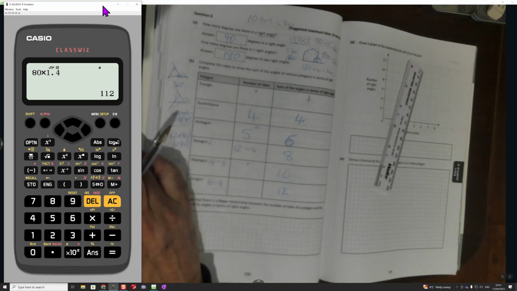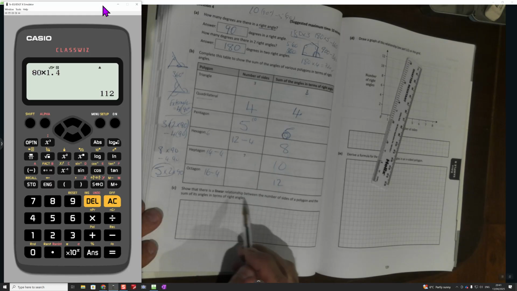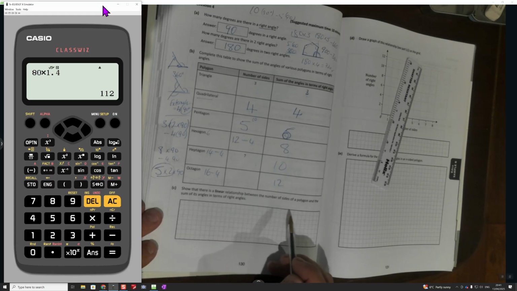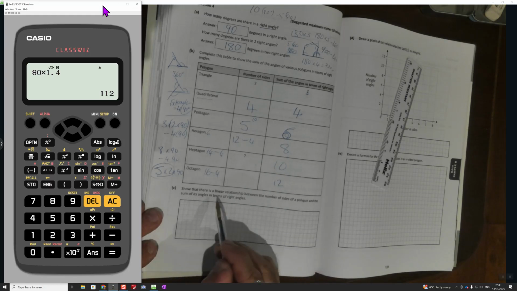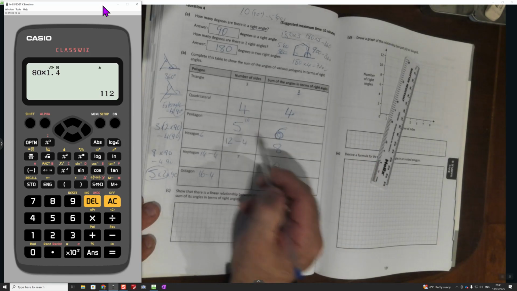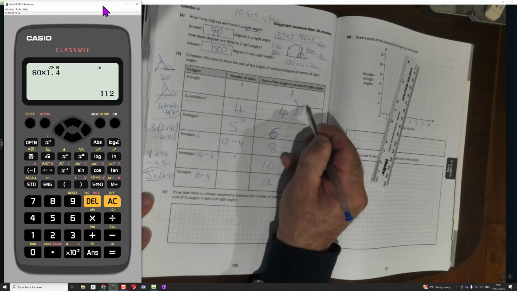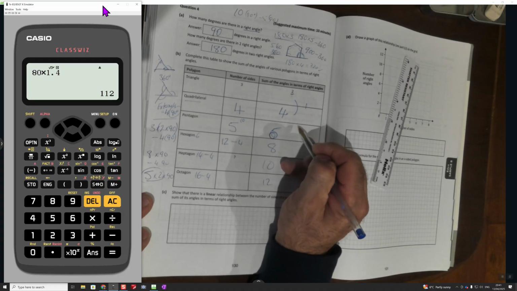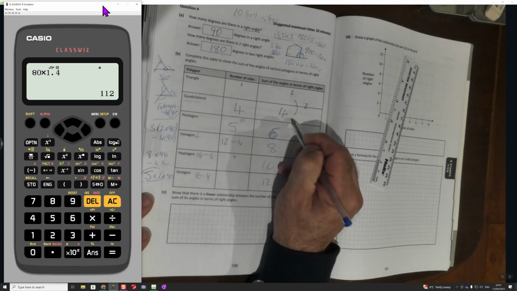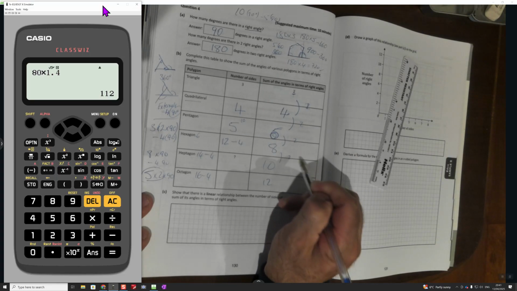Okay, just lock in your focus there because it keeps drifting. Now show there's a linear relationship between the number of sides of a polygon and the sum of its angles in terms of right angles. Okay, so we have 3, 4, 5, and so on. So what is the linear relationship? Well, let's do our first difference. Is it 1? No, it's not, it's 2. Our first difference is 2, our first difference is 2, etc.